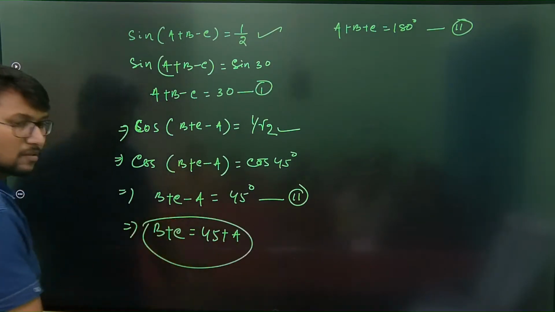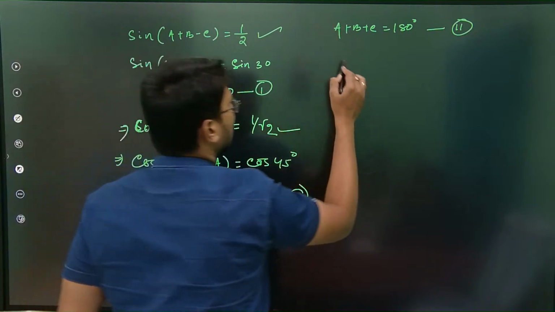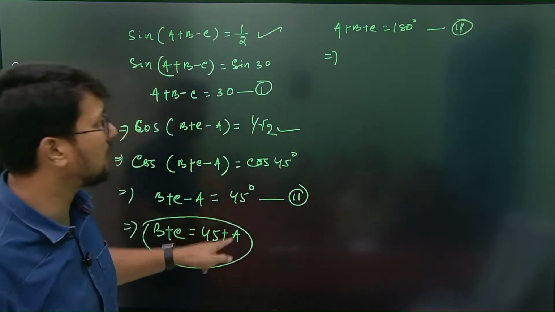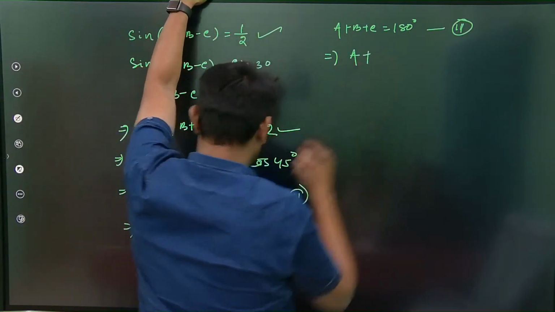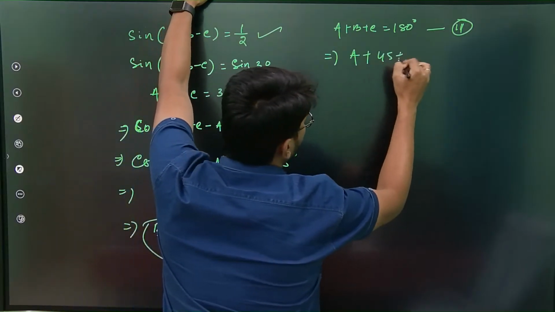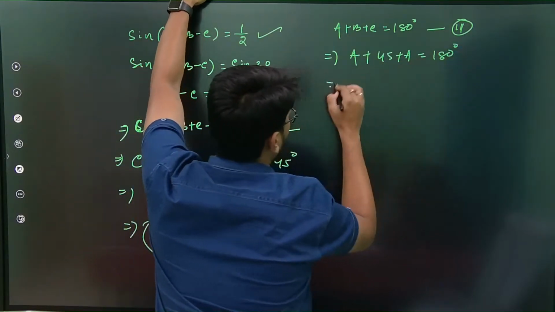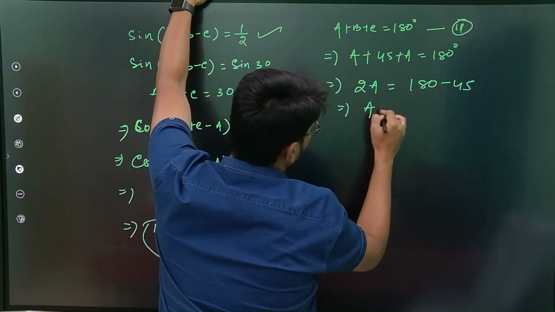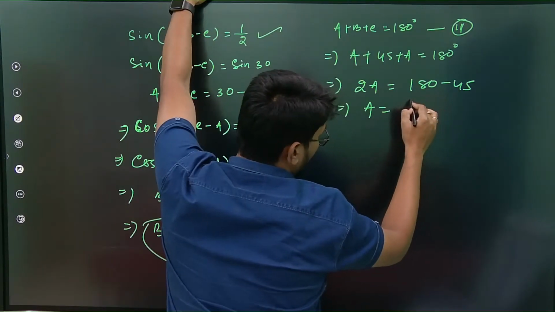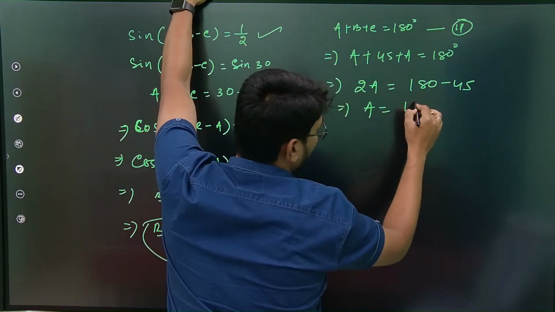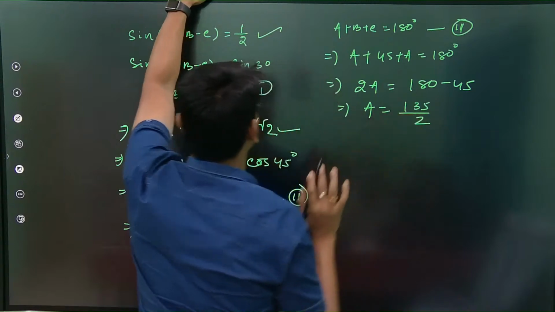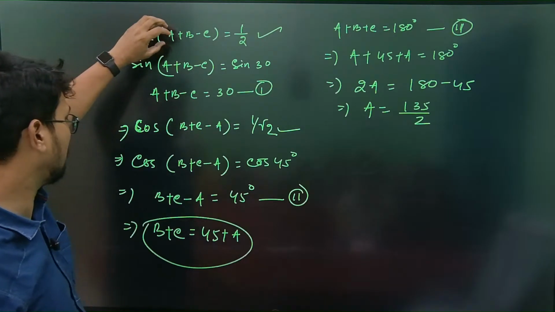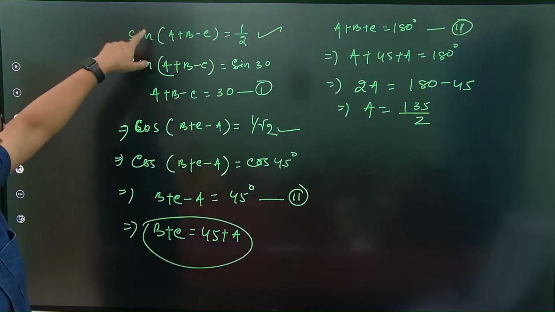Are you getting? Okay, let us replace B plus C value in equation 3. We'll get A plus B plus C, how much? 45 plus A equals 180. Hence A plus A is 2A. 2A equals 180 minus 45. So A equals how much? 180 minus 45, how much? 135. Clear? By 2. It is the A value we have got. Clear everyone?